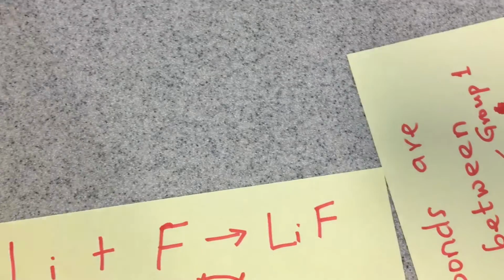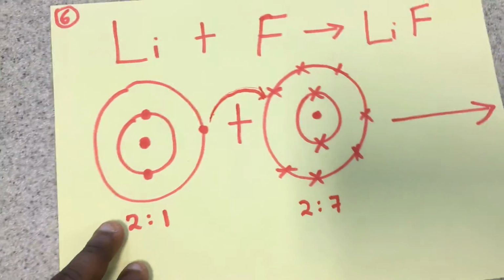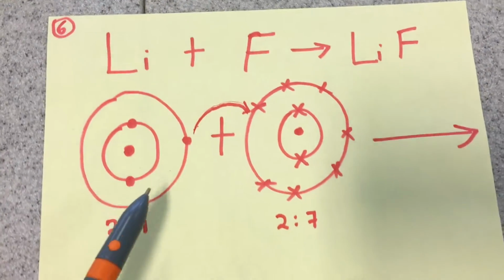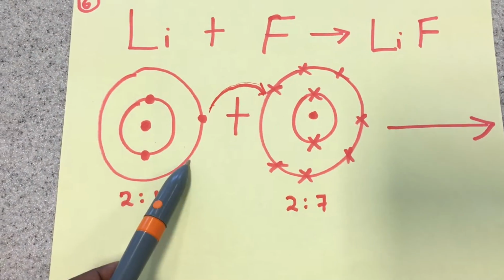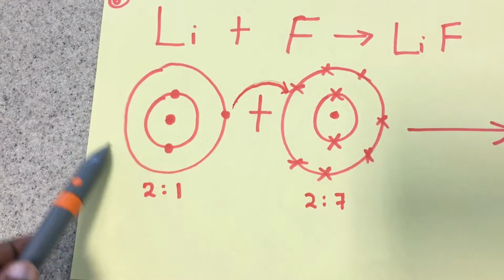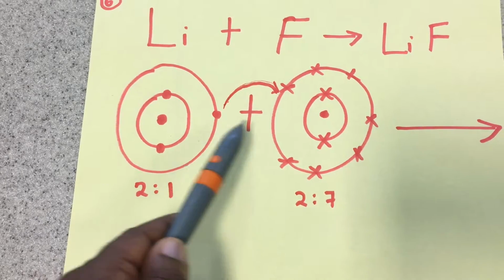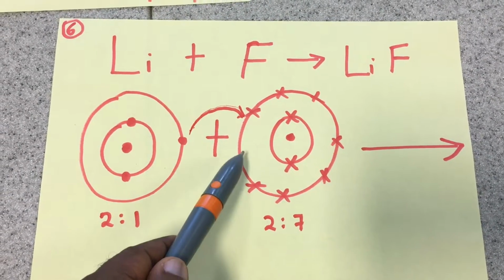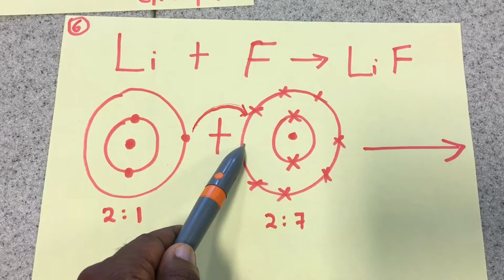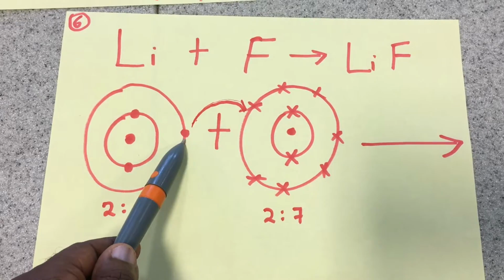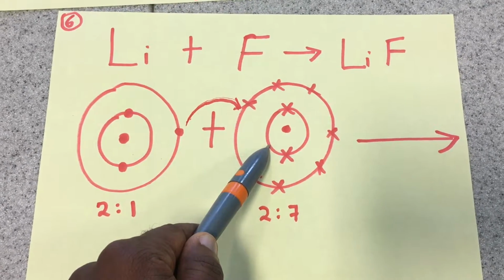So we are going to react these two. Lithium will donate its electron in the outermost shell because it wants to be stable. For it to be stable, the outermost shell must be full, but it's got only 1. Fluorine has got 7, so it also needs only 1 to become full. So lithium would transfer its electron to fluorine.